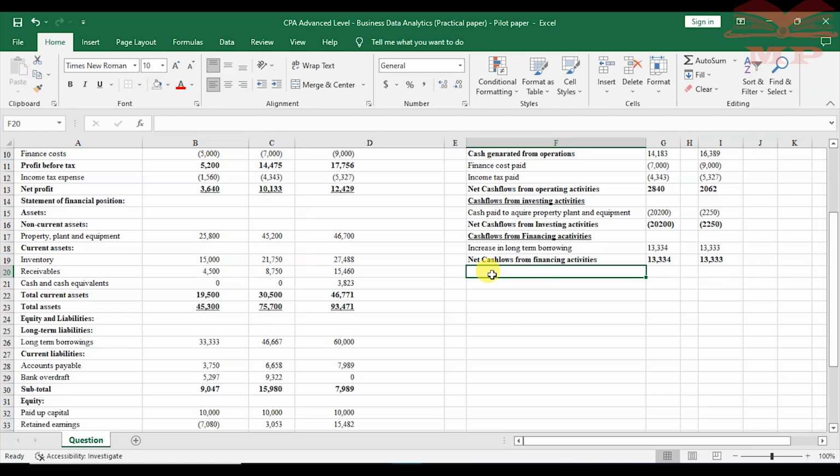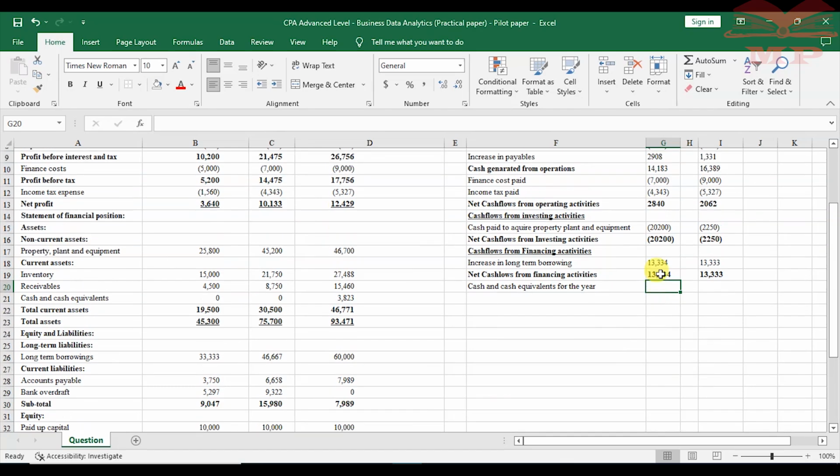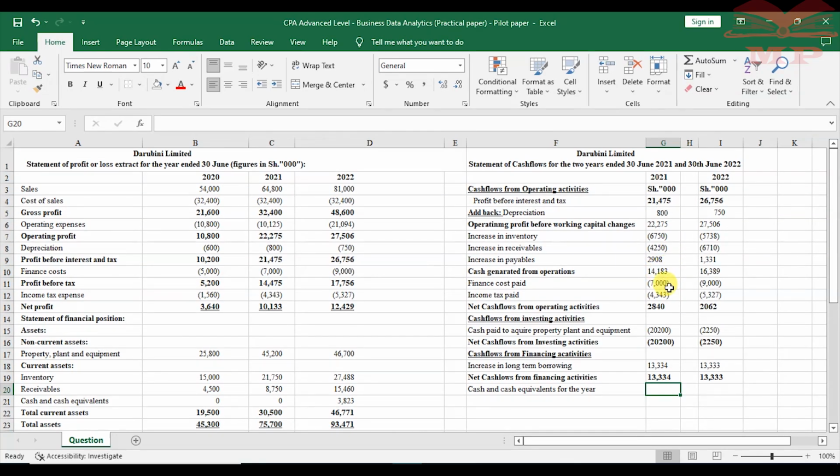The last part is to aggregate all the cash flows and get cash and cash equivalents. So cash and cash equivalents for the year is an aggregate of cash flows from operating activities, add cash flows from investing activities, add cash flows from financing activities. So equal sign 2840 plus 2200 plus 13334. So that is 4026.